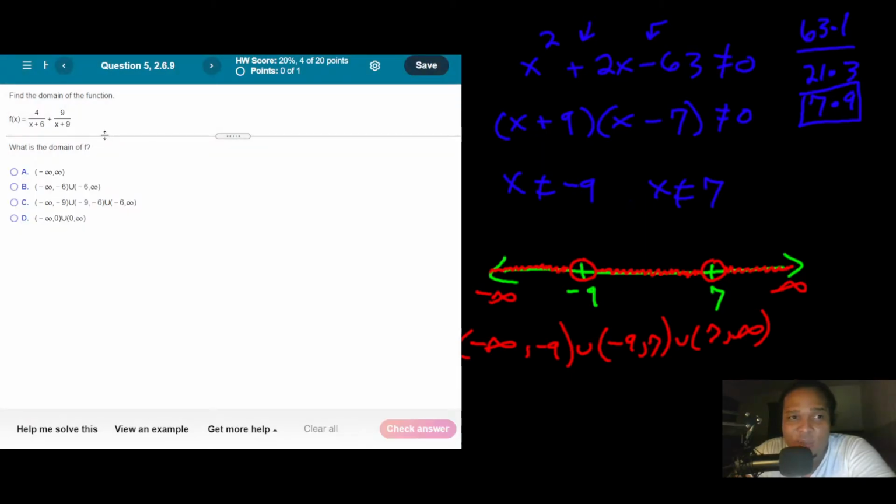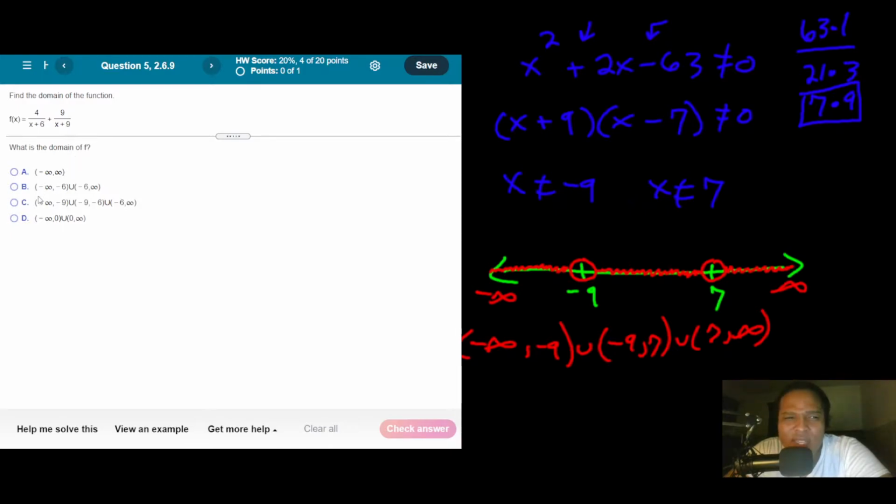Okay, find the domain of the function. Okay, I will tell you this. We have two separate functions, right? They don't have to be together. You can solve them both separately. All right. So x cannot be what here? What would make the bottom equal to 0? -6 will make this equal to 0. -9 will make the other one equal to 0. So x can be anything except for -6 and -9.